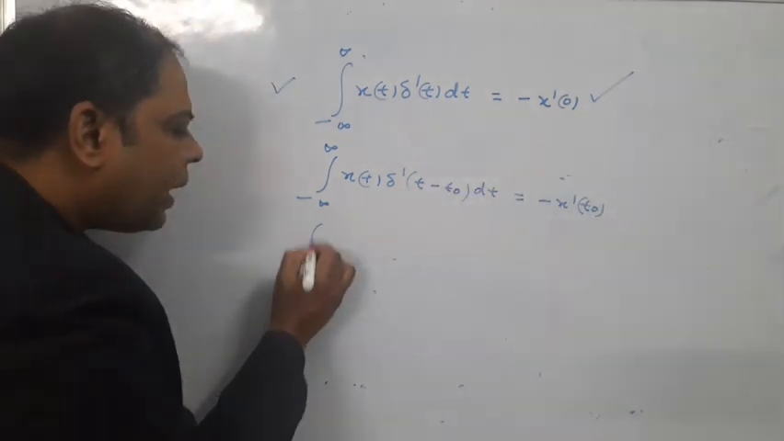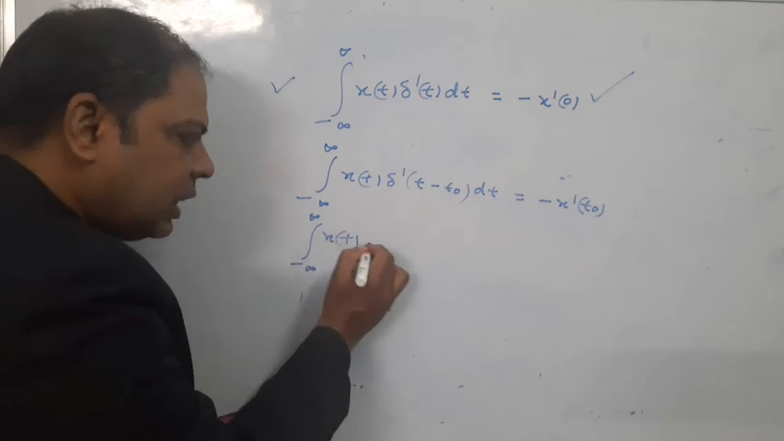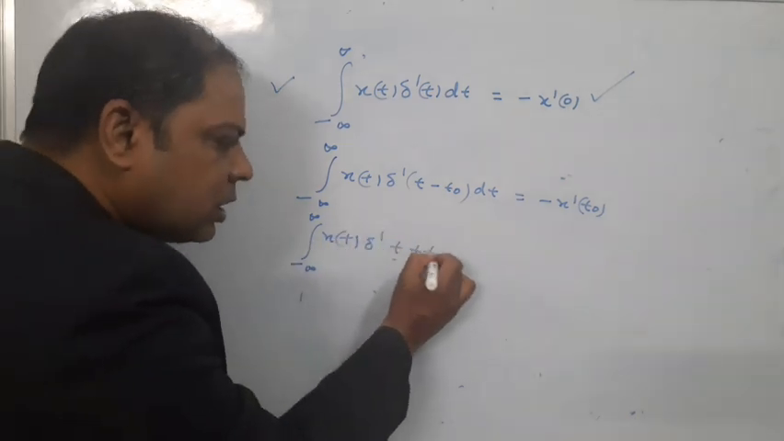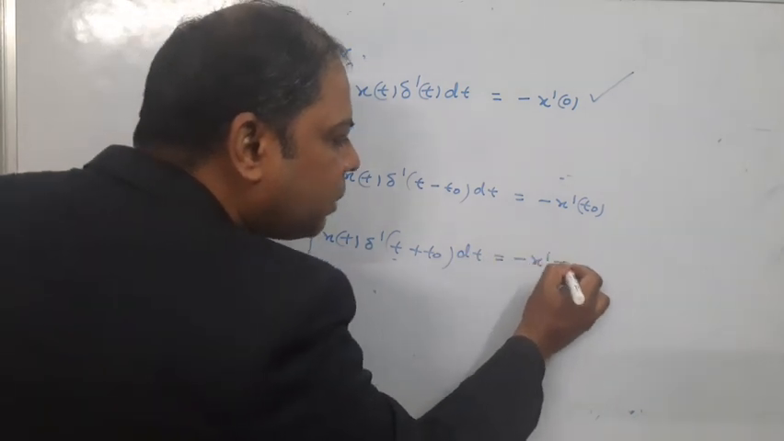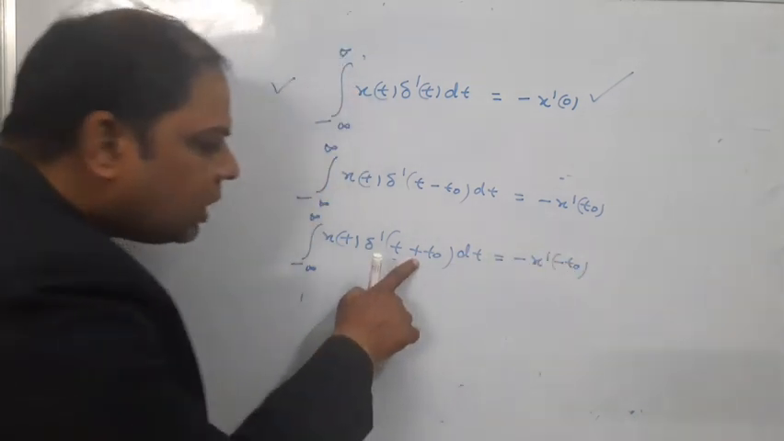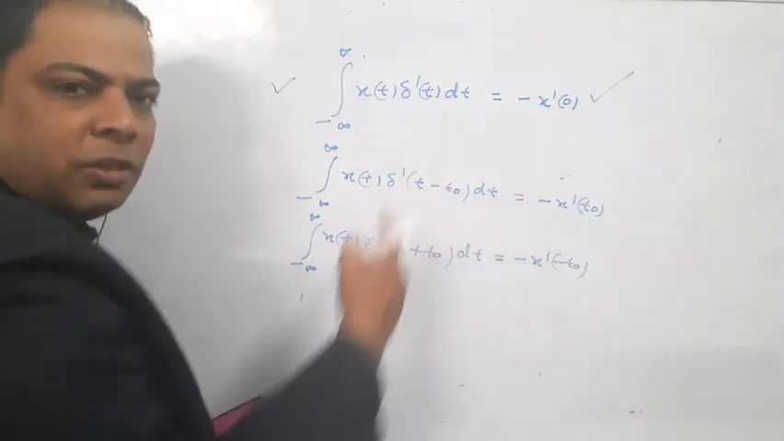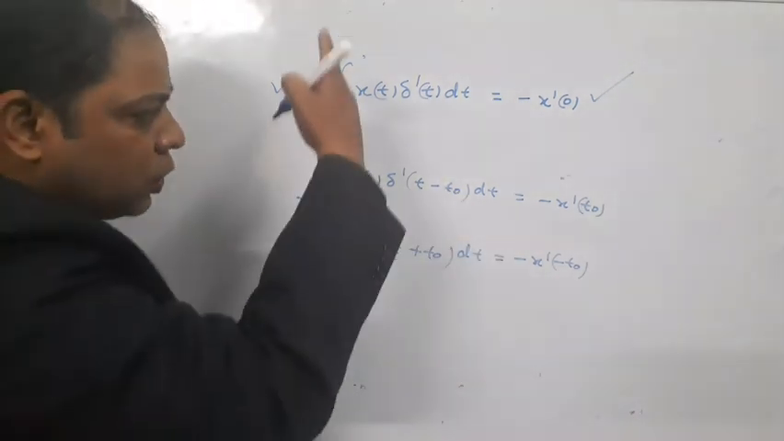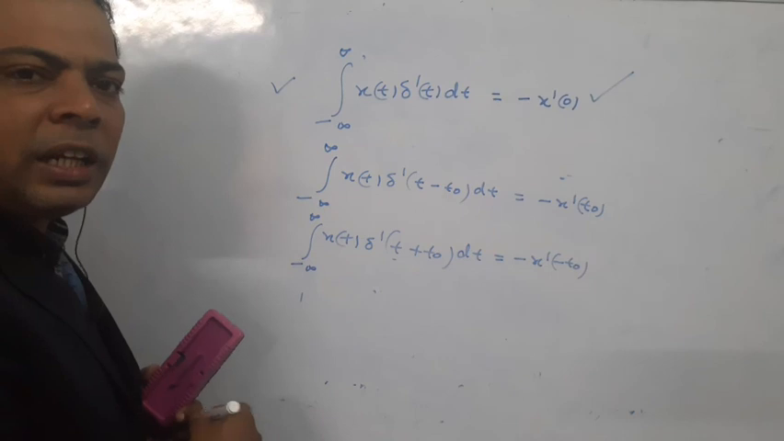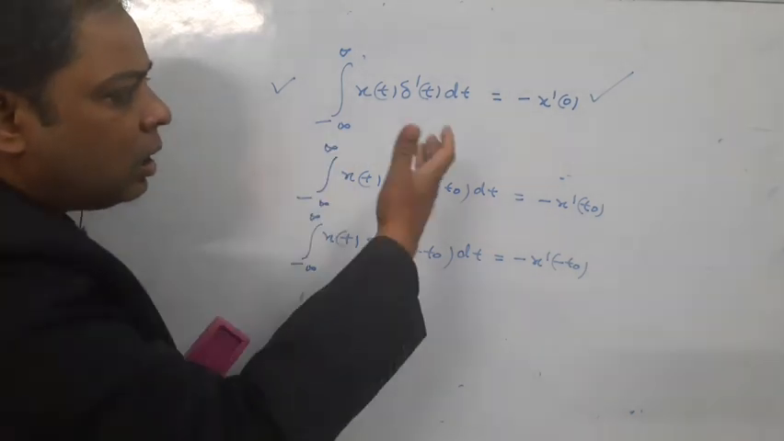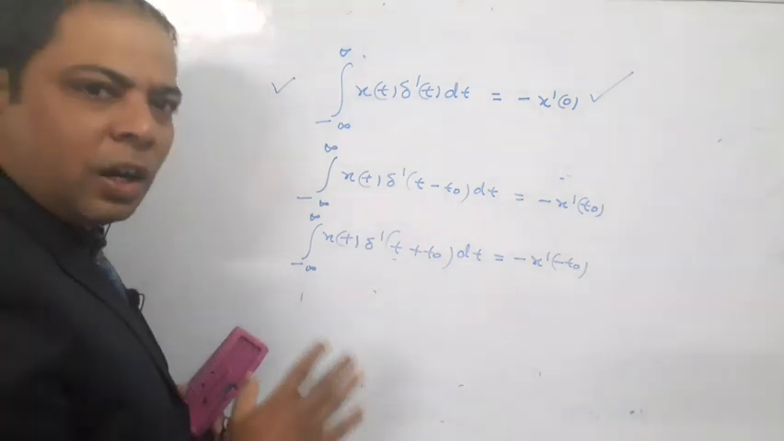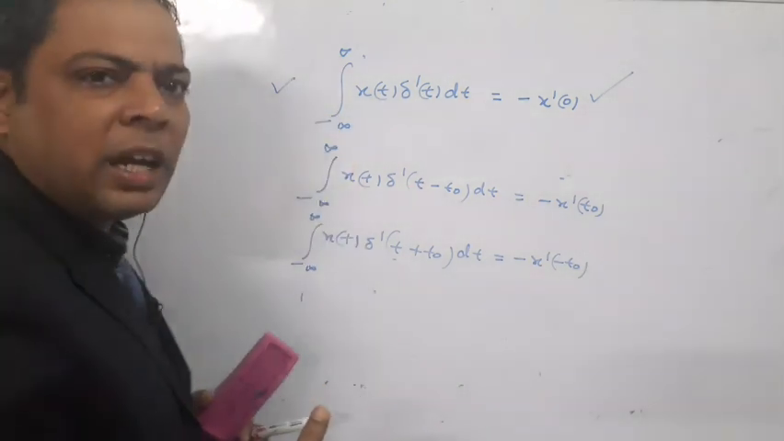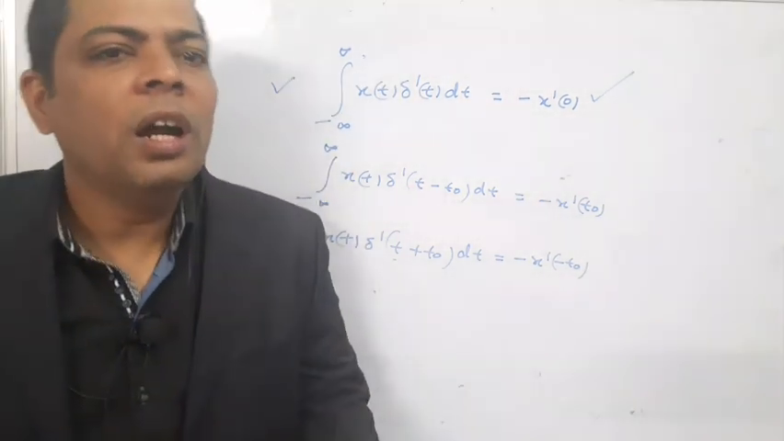Similarly, integration from minus infinity to infinity of x(t) δ'(t plus t0) dt. What result will you find? Minus x'(minus t0), because here this plus t0 you can write as minus of minus t0. Understood? So this is also another property of a doublet function. Understood? So many properties I have discussed in case of your doublet function.